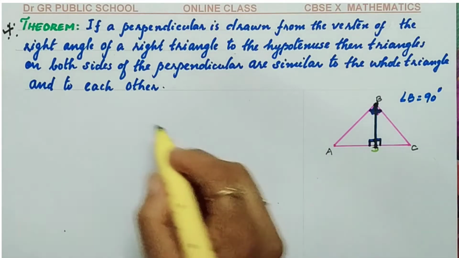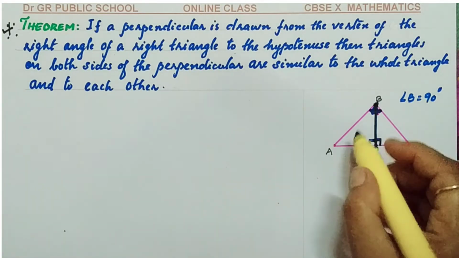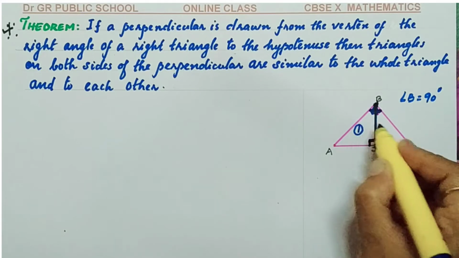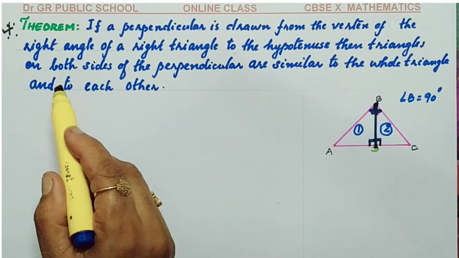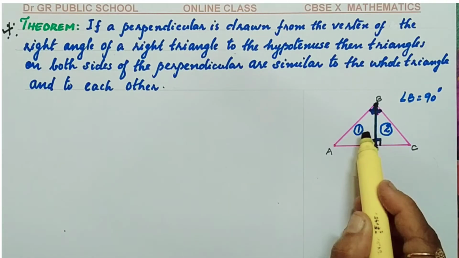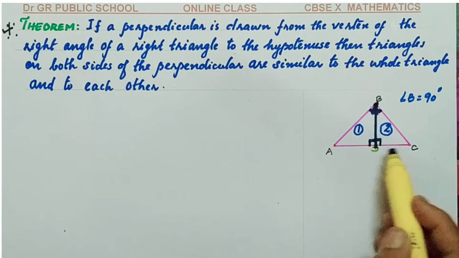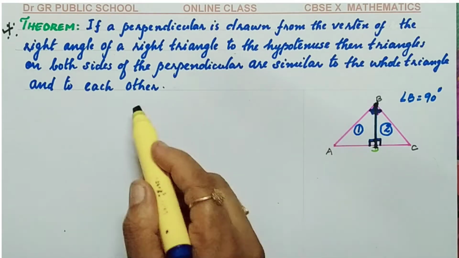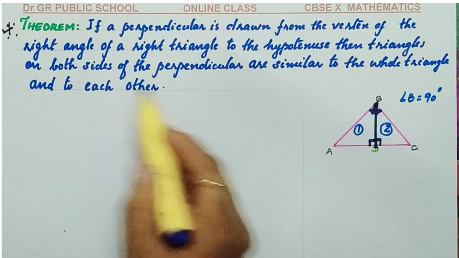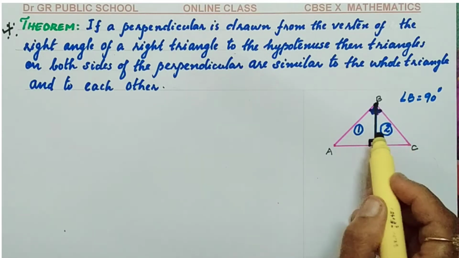Then, the triangles on both sides of the perpendicular. Two triangles you can see on both sides of the perpendicular. This I am going to mark as triangle 1 and this I am going to mark as triangle 2. Then, the triangles on both sides of the perpendicular are similar to the whole triangle. Which is the whole triangle? ABC. And to each other. And to each other means similar to each other.